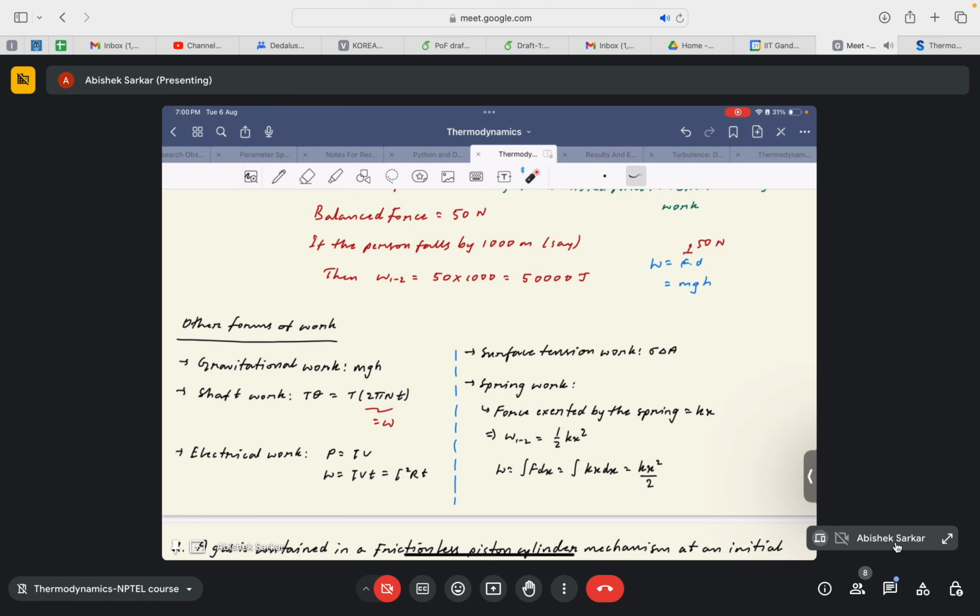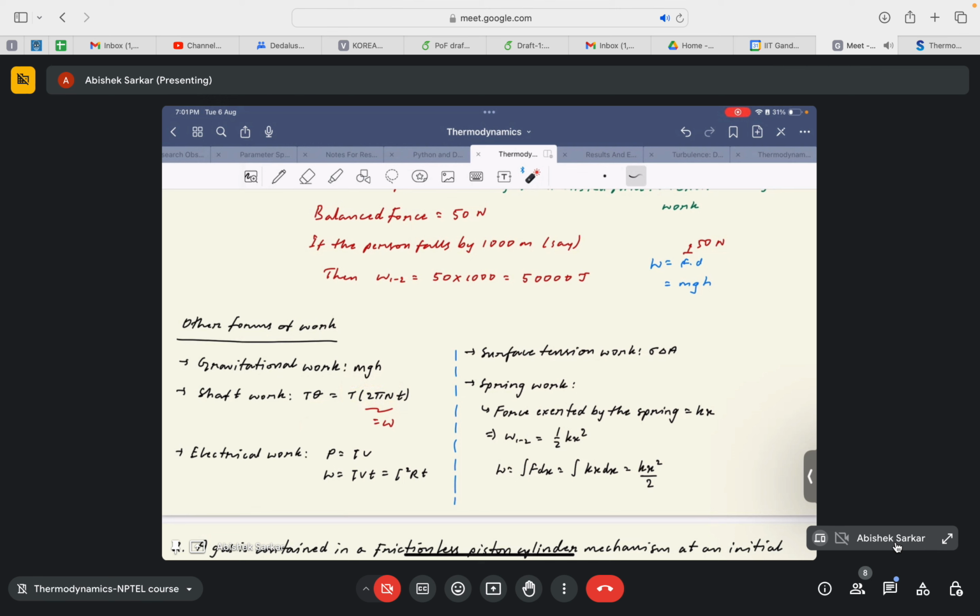So there is gravitational work, the example that we just discussed, where the work is given by mgh, or the gravitational potential energy. Okay. Then there is shaft work that usually happens in the case of a shaft rotating in a fluid, where the work is transferred to the fluid by the rotation of the shaft. So the net work interaction is given by T into theta, where theta is the net angular displacement, that can also be written as omega into t. So the final expression is given by 2 pi N into T times the time for which the rotation is being achieved.